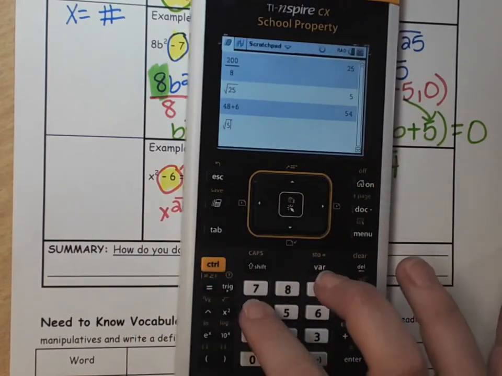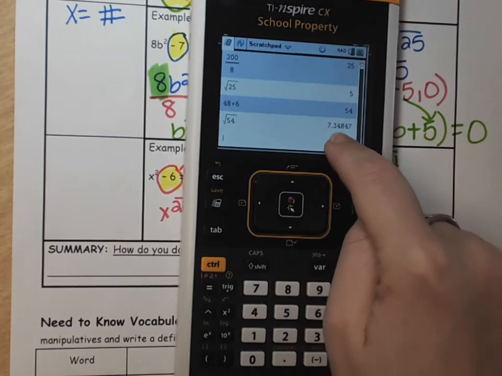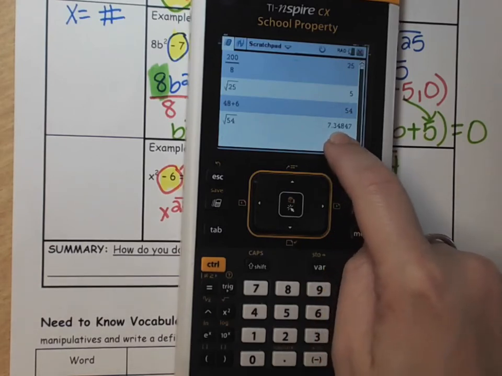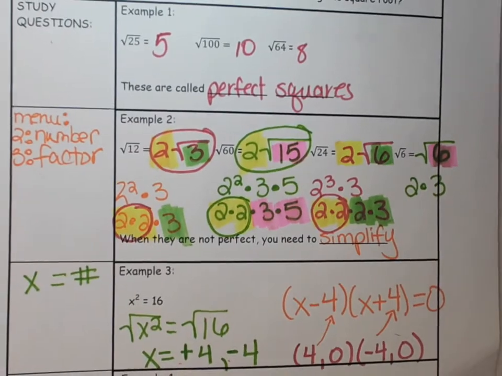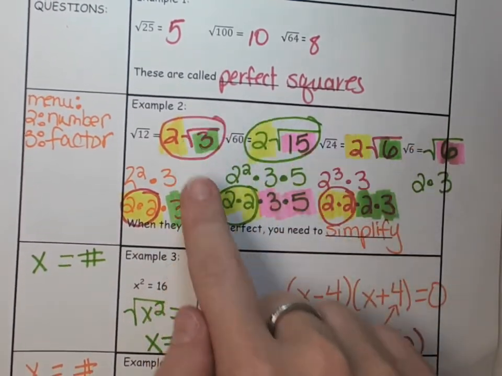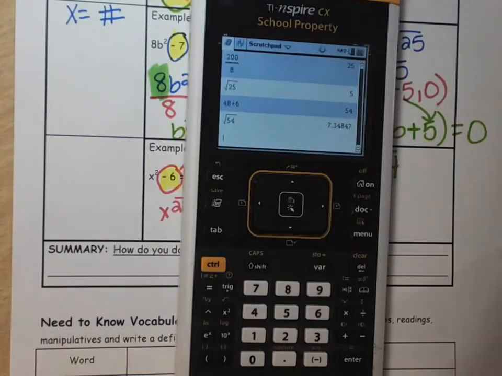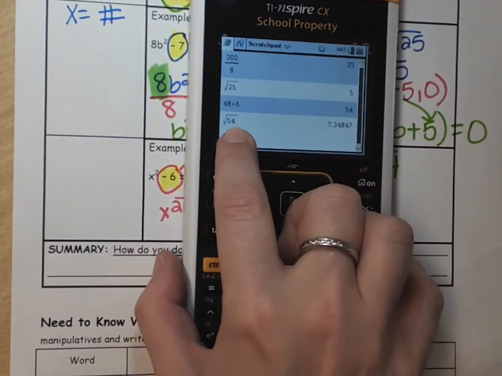Square root of 54. That is not a perfect square. So guys, you cannot put plus 7.34847 and minus 7.34847. We have to simplify it just like we did up here when we factored and found the GCF and we moved outside the house. So that's what we're going to do. We're going to take that 54 and factor it.